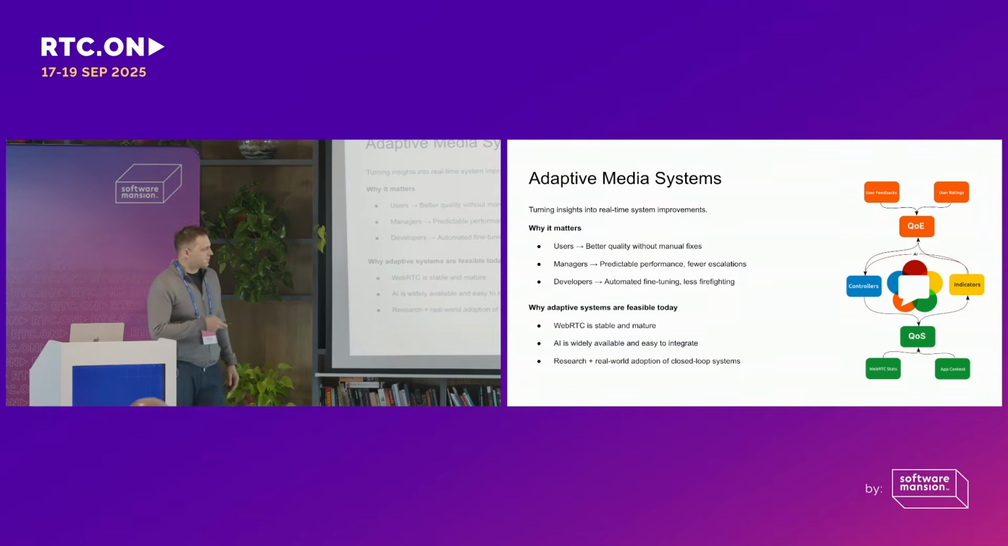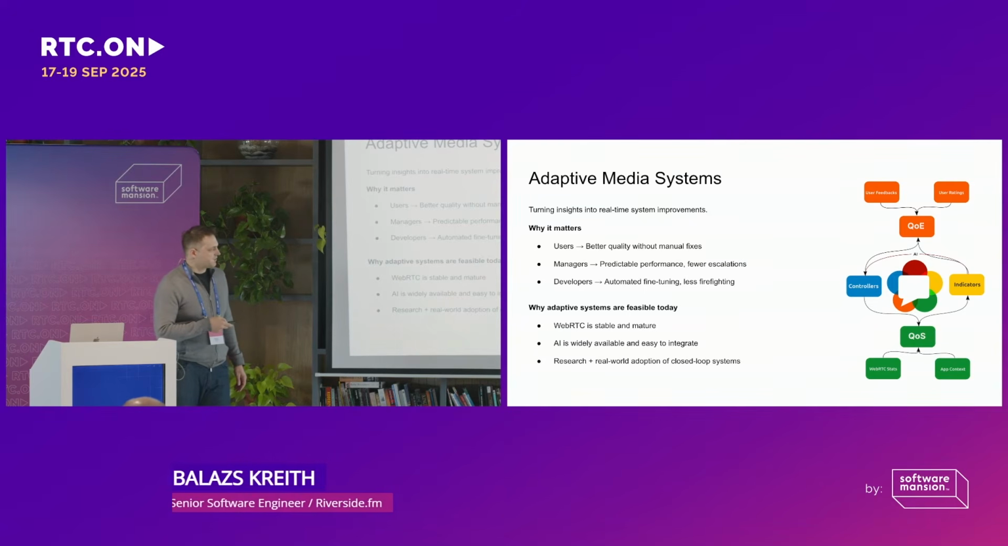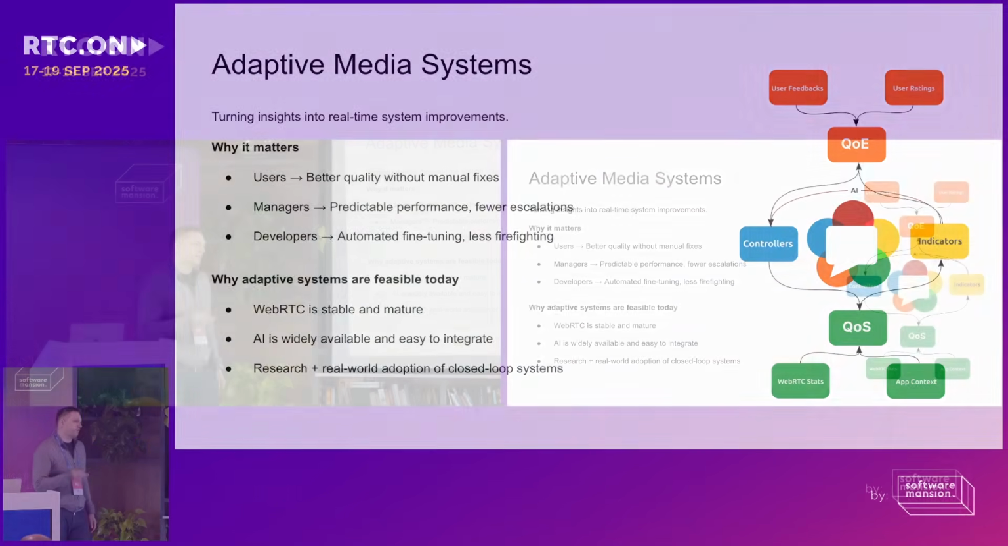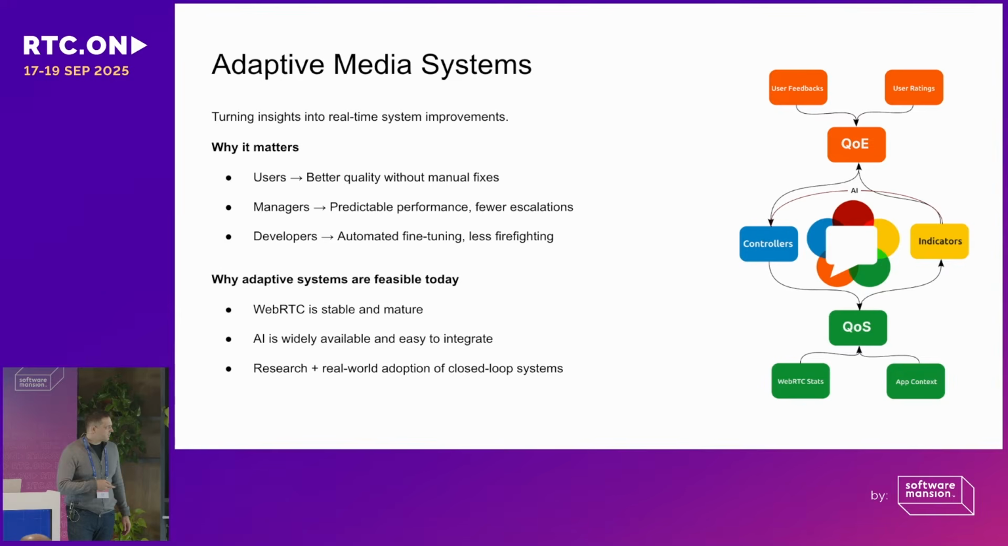If you define controllers of your system, which affect the quality of service, and you have valuable insights, when you connect those two, you are closing the loop and enabling active adaptation. That is the essence of adaptive multimedia systems. And that is basically where we might want to head.